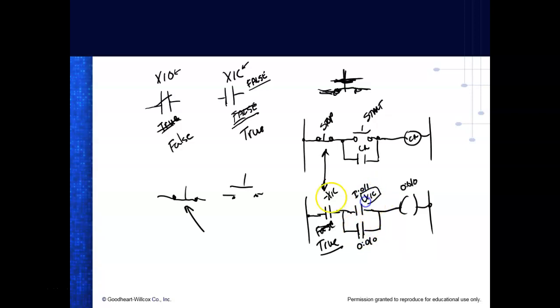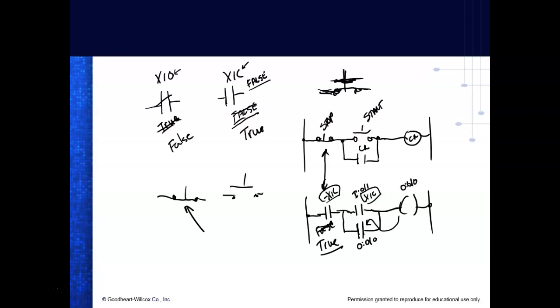And this examine if closed and examine if open only deals with inputs. This right here is just a contact that's controlled by what? By the output. And the guy doing these labs, guess what he's going to use for a stop button? He's going to use an examine if open. All right.